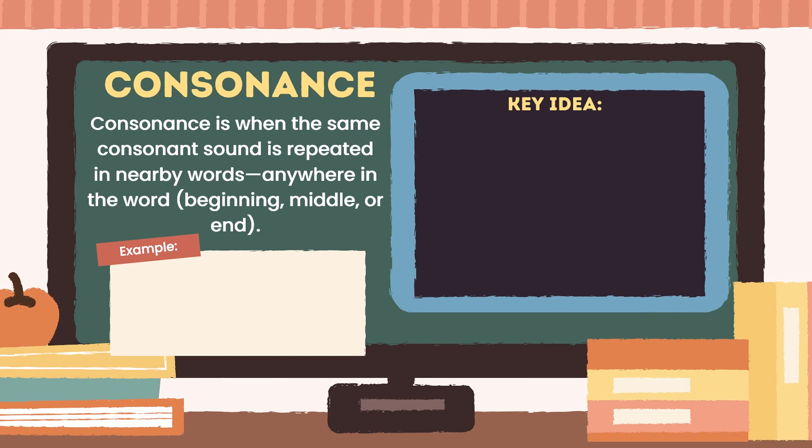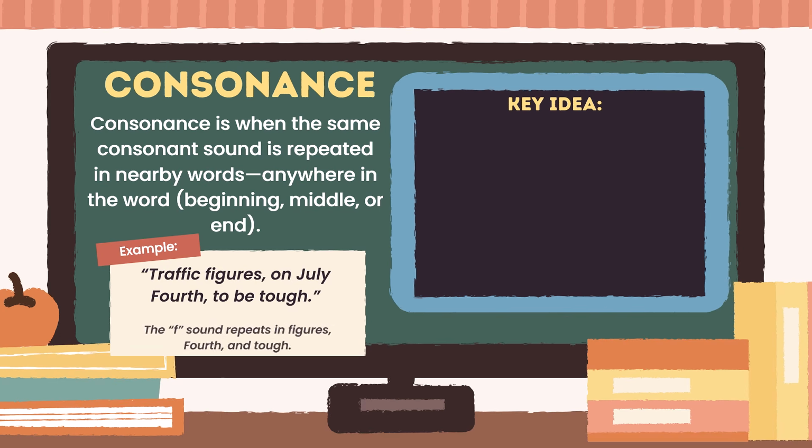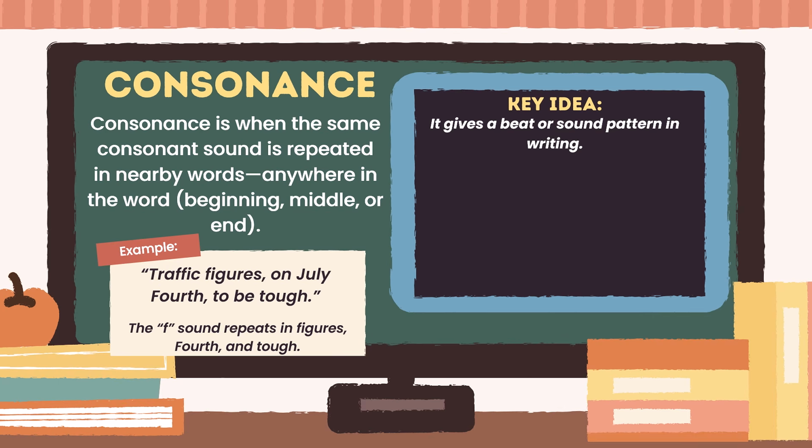Consonance. Consonance is when the same consonant sound is repeated in nearby words, anywhere in the word, like beginning, middle, or end. Example: traffic figures on July 4th to be tough. The F sound repeats in figures, fourth, and tough. Key idea: it gives a beat or sound pattern in writing.